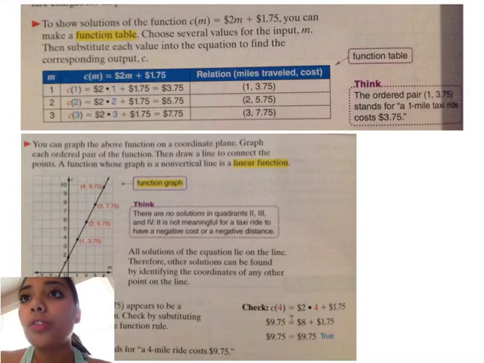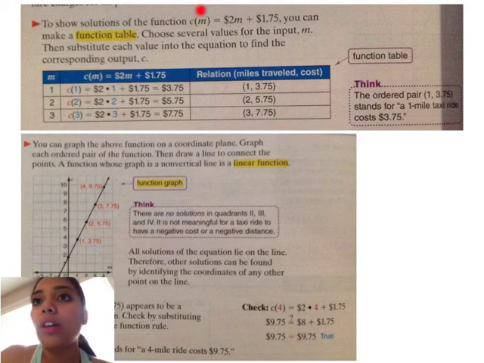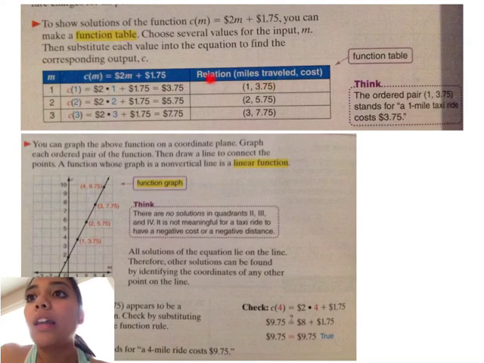So to show solutions of the function C of M equals 2M plus 1.75, you can make a function table. Choose several values for input M and substitute each value into the equation to find the corresponding output C. So when M is 1, I plug it into my equation. C of 1 equals 2 times 1, because that's where M is, plus 1.75 equals 3.75. And the relation is miles traveled. So I traveled 1 mile, I paid $3.75.